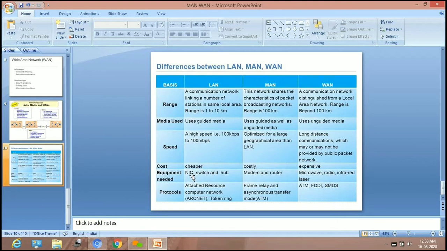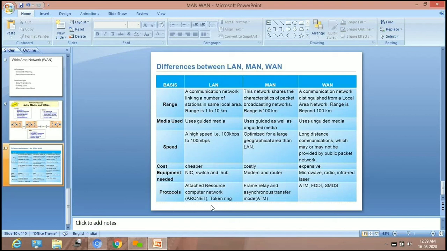The equipment needed in the LAN is the NIC, as I have already discussed in the previous lecture, that NIC is your network interface card, without which it will not be possible for PCs to communicate with each other, and the internet could not be shared. Then the switch and hub are also used in the LAN. Then in the MAN, the modem and routers are used. In the WAN, microwave, radio or infrared lasers, etc. will be used. These are all networking devices that we will discuss in later chapters.